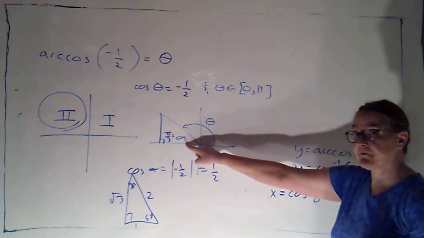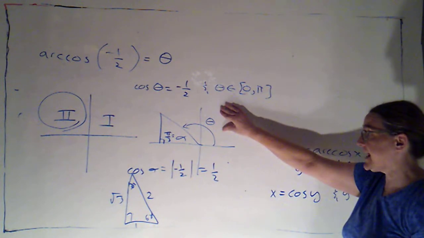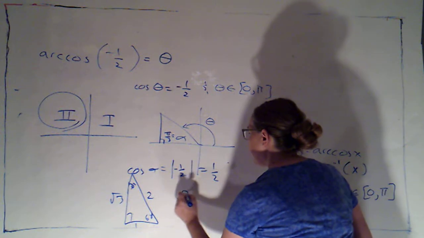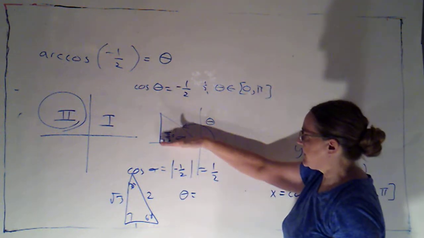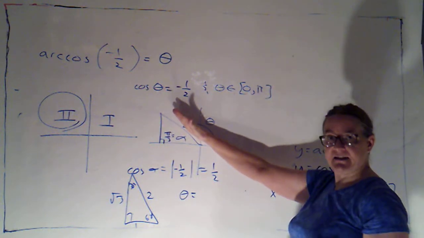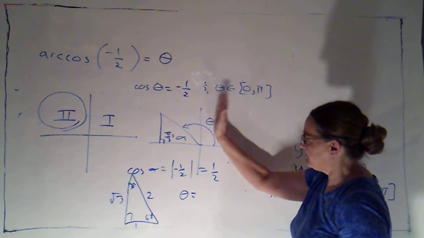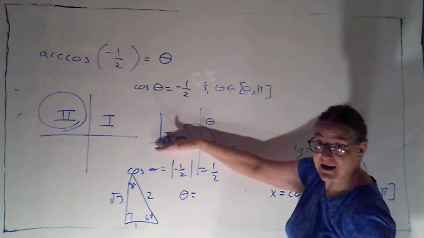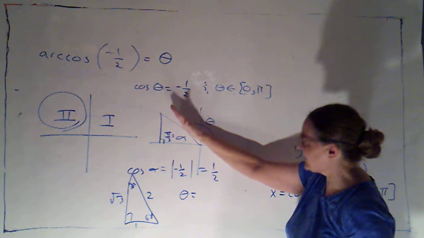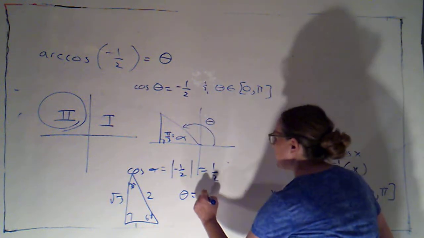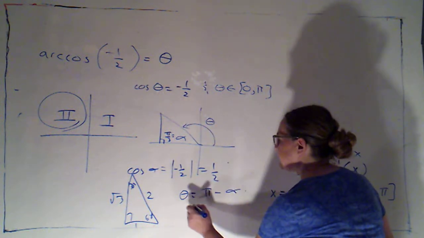Now that's my reference angle, but I was looking for theta. I can see that theta is going to be just alpha subtracted from pi, because if I rotated alpha more, I'd be at pi. So if I go all the way to pi and then subtract alpha, that gives me what I want. So it's pi minus alpha.